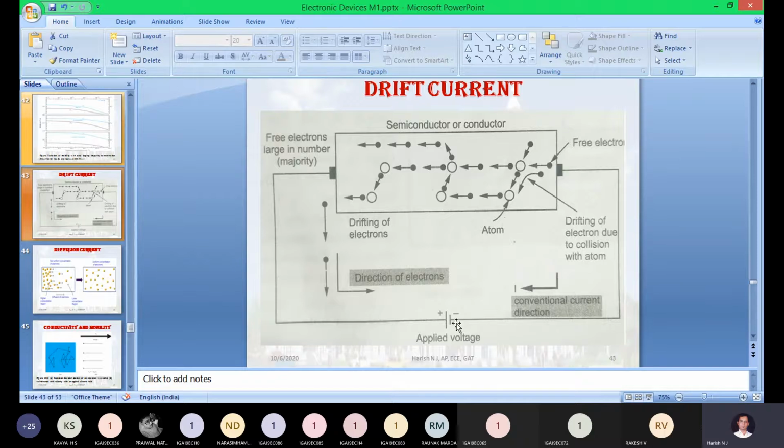When we apply the 5 volt DC, all the electrons start moving towards the positive terminal of the power supply. When the electrons start moving from one place to another, obviously it constitutes a current. That current we call the electron current.